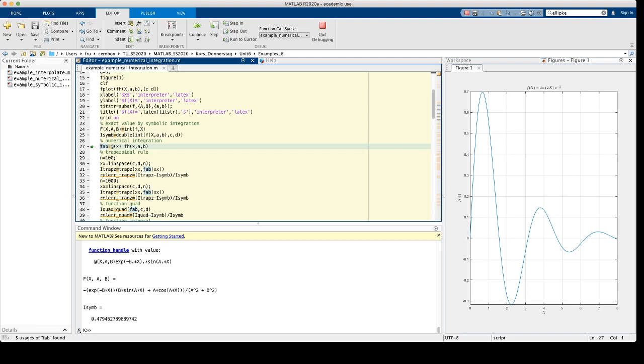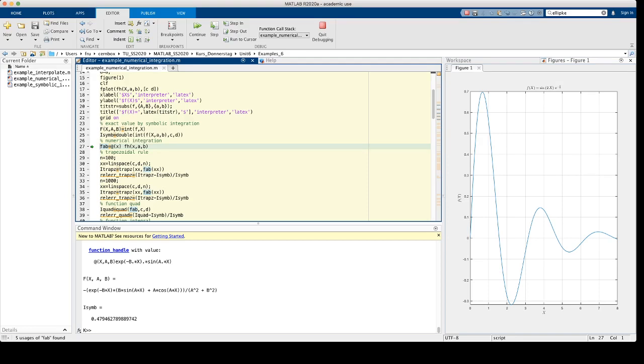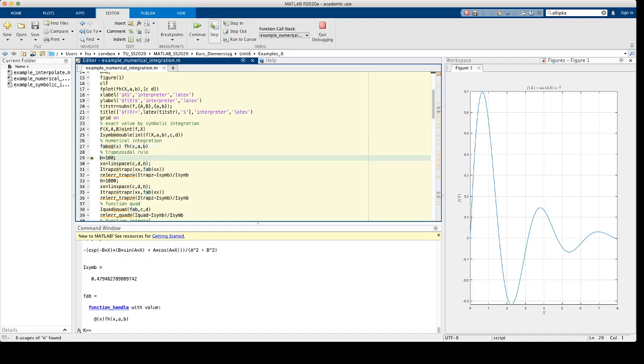Okay, now I specify a function handle that depends only on x with the current values a and b. The simplest way to compute such an integral is probably the trapezoidal rule. It's simple, fast, but not very precise, as we'll see in a minute. The precision, of course, depends on the number of grid points. Let's start with 100 grid points in the interval.